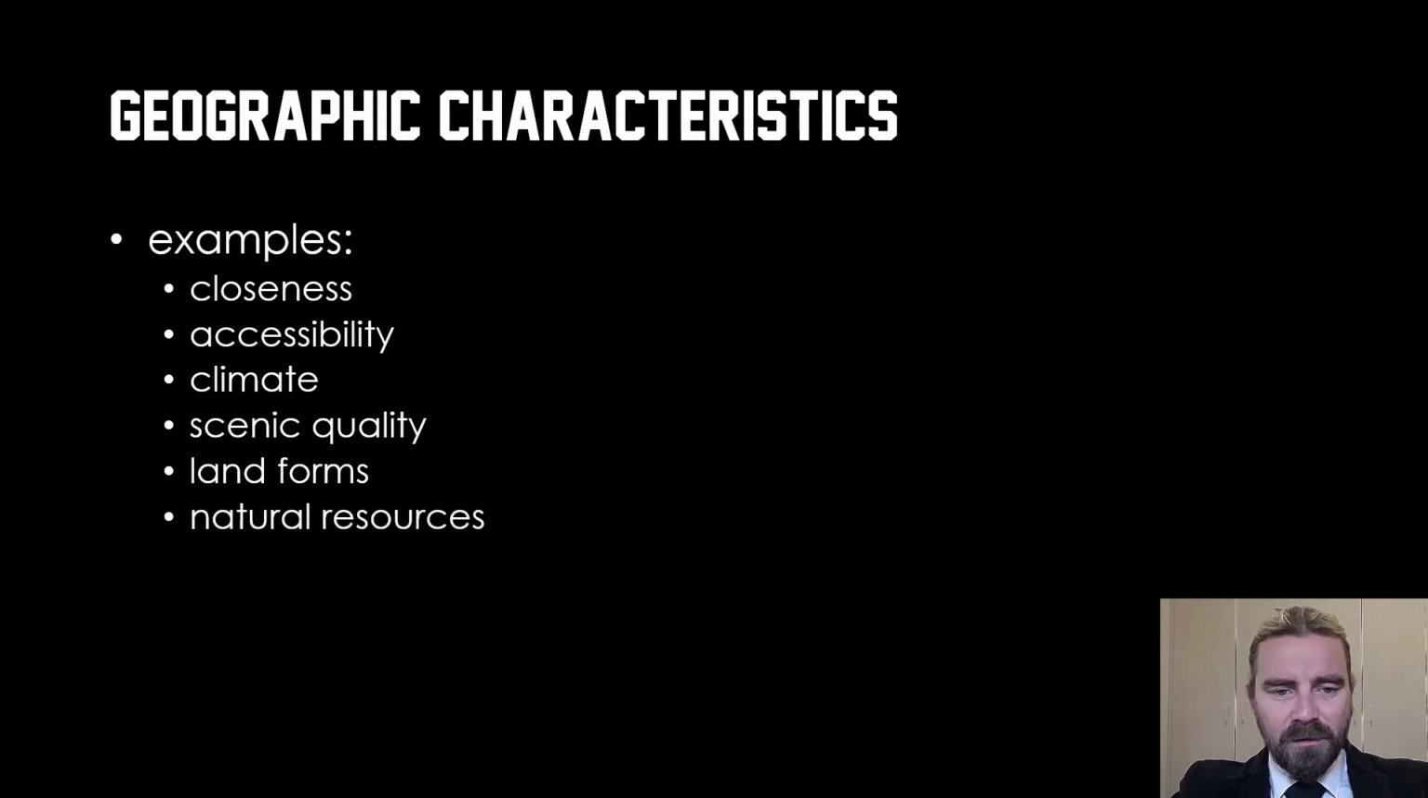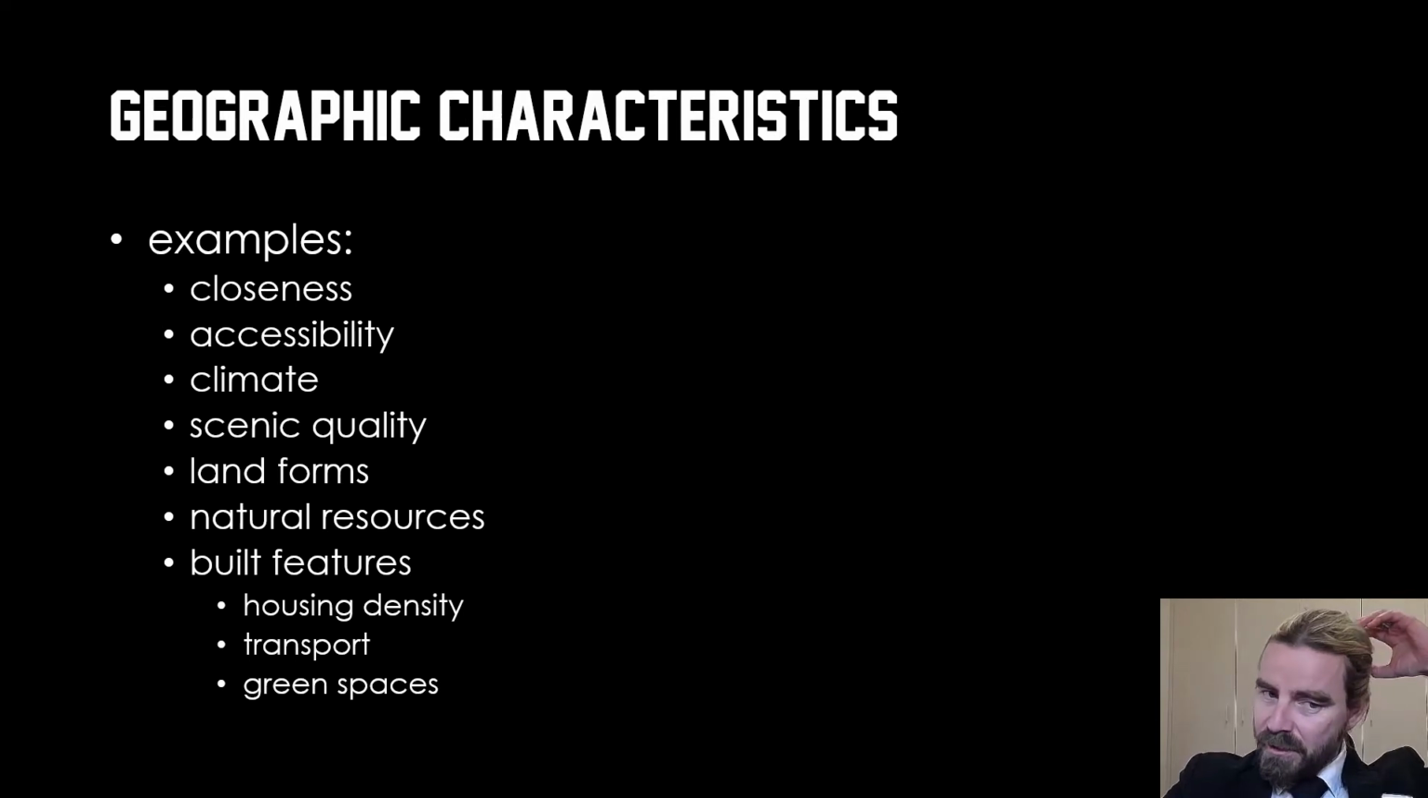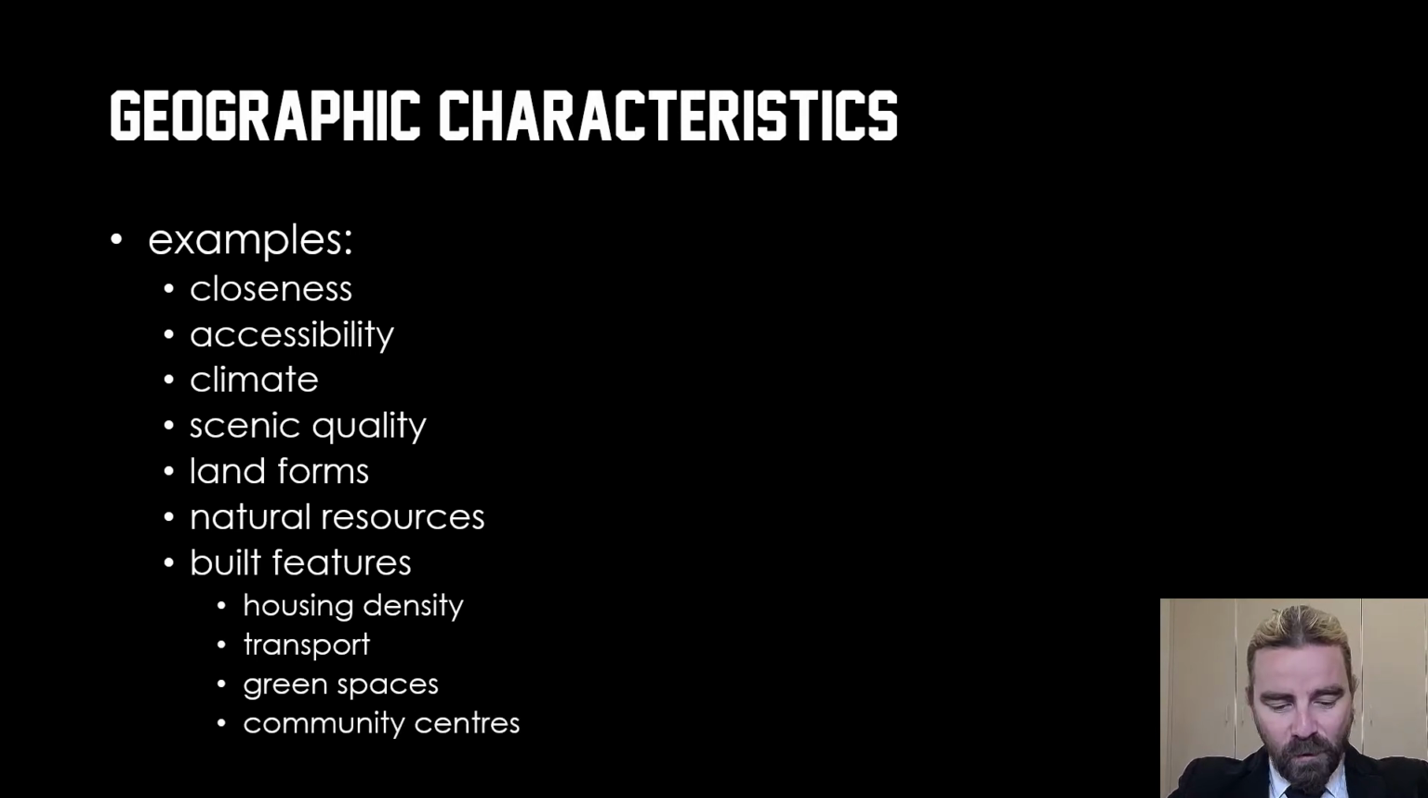deserts? No. What natural resources are there in the area? Lots of wood, lots of animals. Who knows? And what about the built features? And what I mean by built features, we're talking about how dense the housing is. Is it high rise? Everything got a big backyard? What's the transport situation like? Is it all cars? Are there cycle lanes? Blah blah blah. What's the green space situation? Parks. And remember, parks are not natural. Parks are built, so those green spaces would be classified as a built feature. And what are their community centres, community facilities in these built areas?